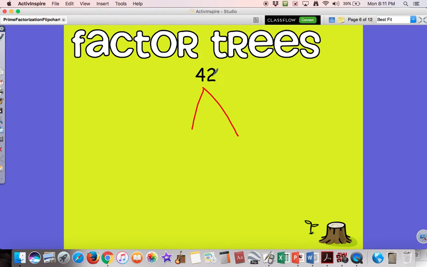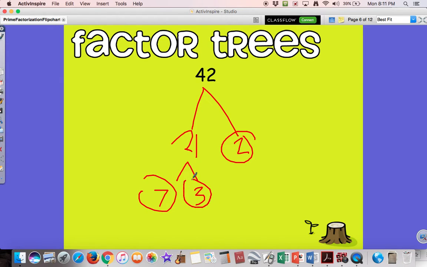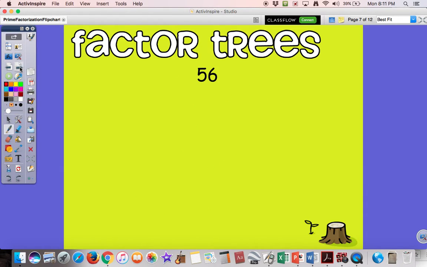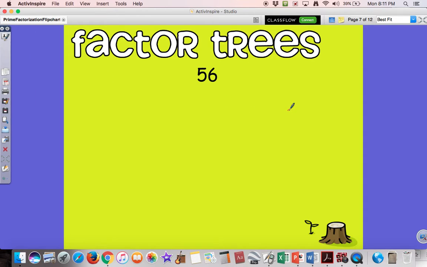To do these. 2 goes into 42 21 times. 21 times 2 is 42. 2 is prime. I can circle it. All right, 7 times 3 is 21, and both of those are prime. So 7 times 3 times 2. 7 times 3 times 2 would be 42. All right, let's try another one. 56. Press pause, and then come back when you're done.